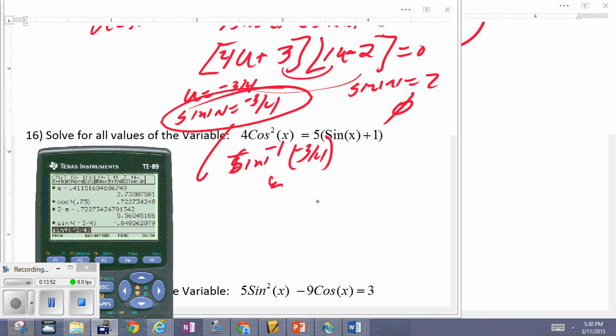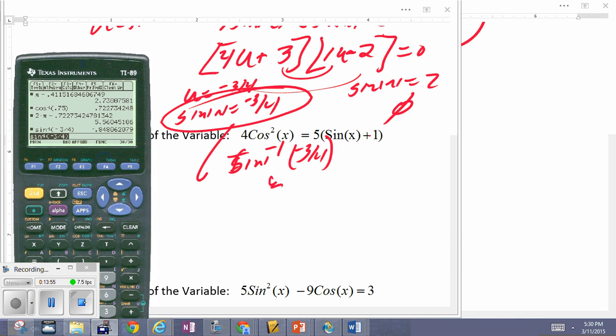Again, we have to kind of work on the graph. I'm just getting a little lengthy. I'm going to cut it short right here.